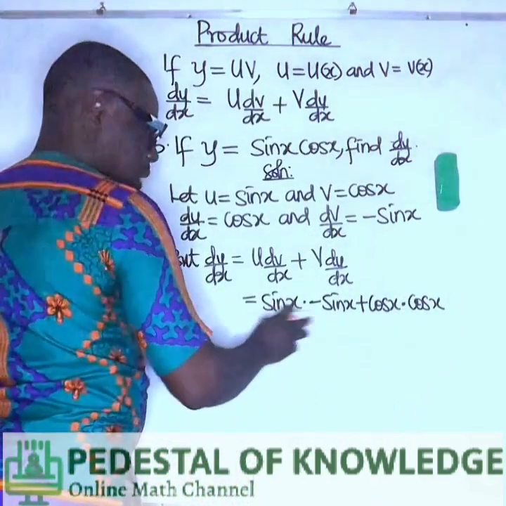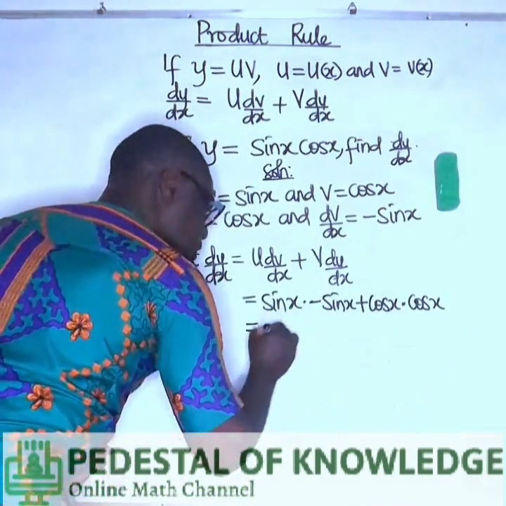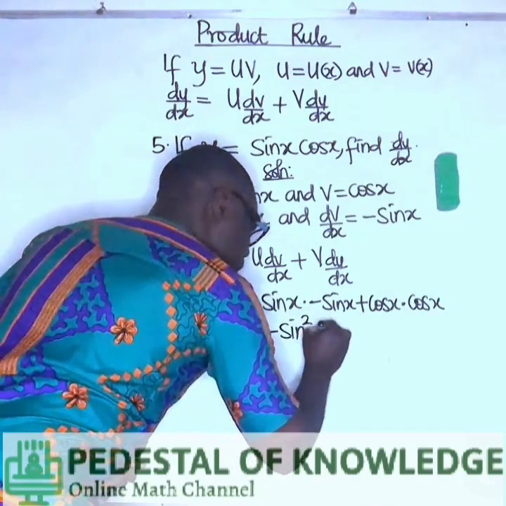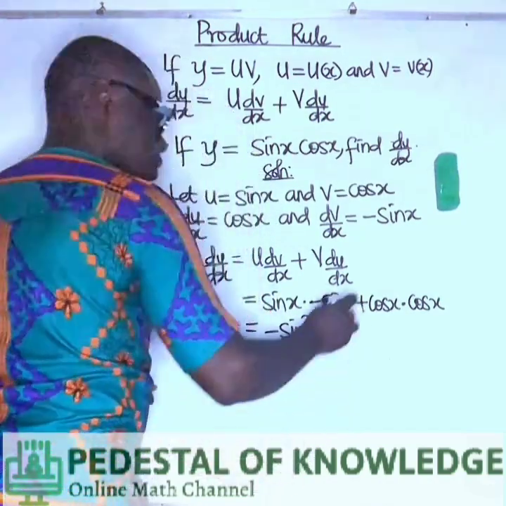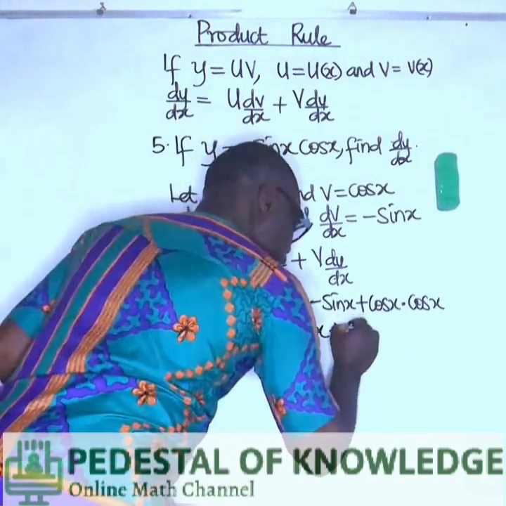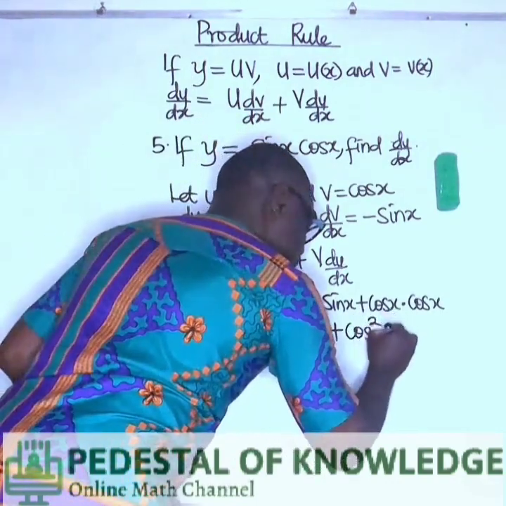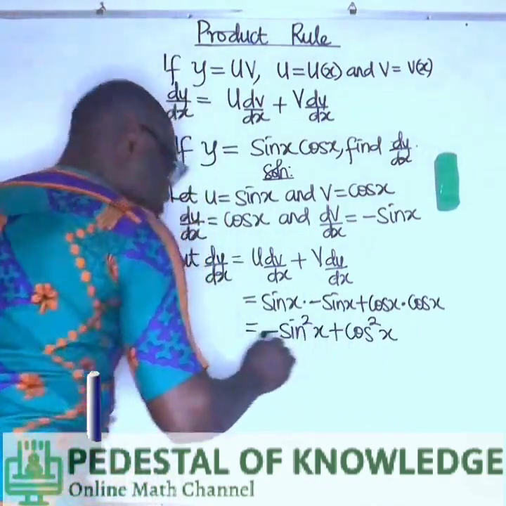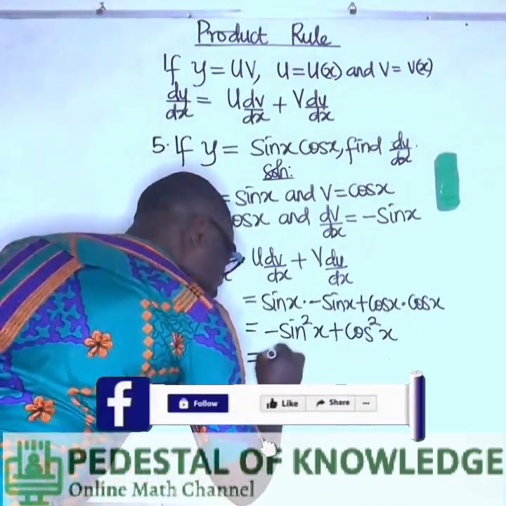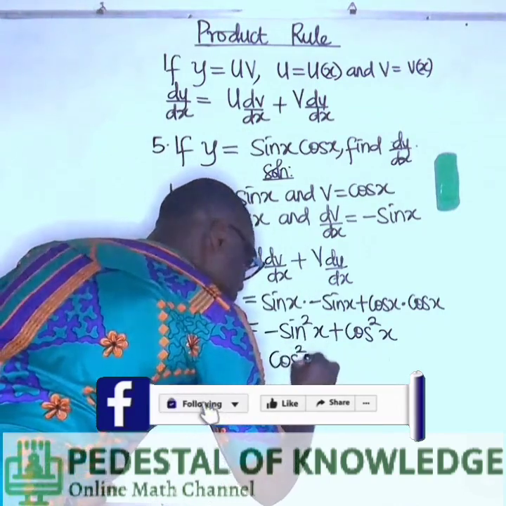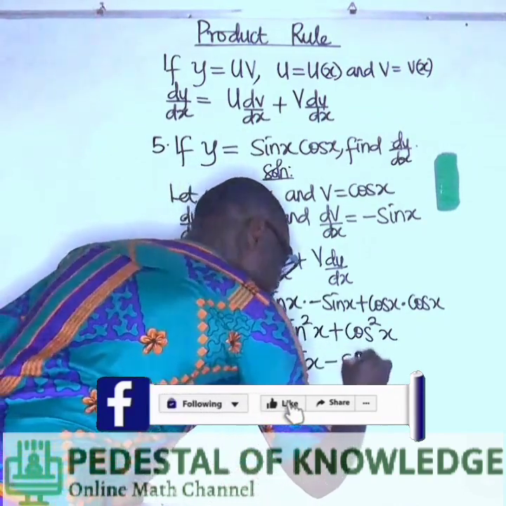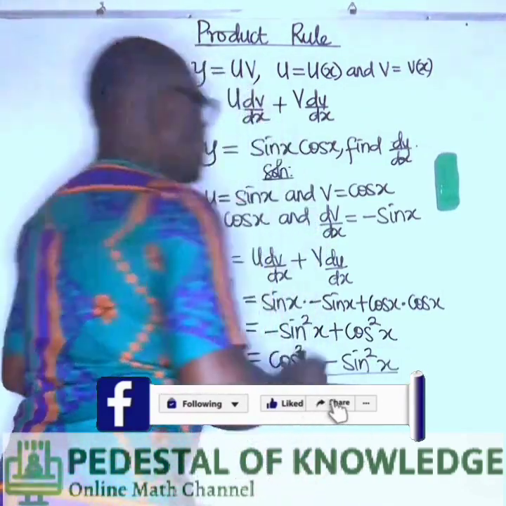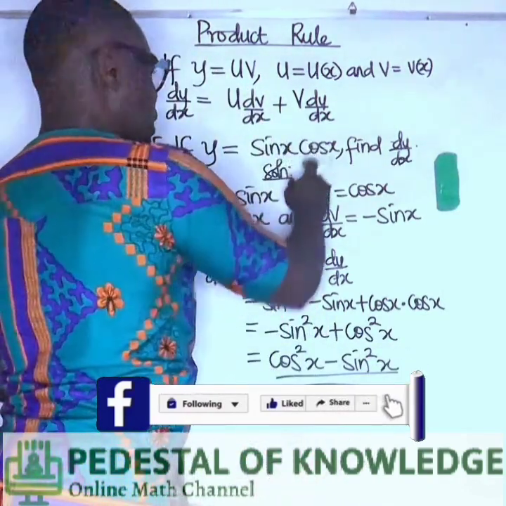Okay, sine x times minus sine x will give us minus sine squared x plus cos x times cos x will give us cos squared x. So we can decide to place this one first before this one. So we now have cos squared x minus sine squared x. And that is the differential coefficient of sine x cos x.